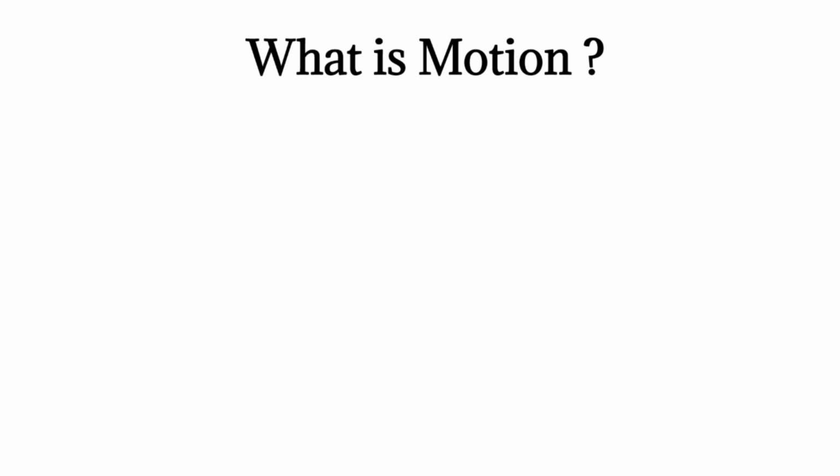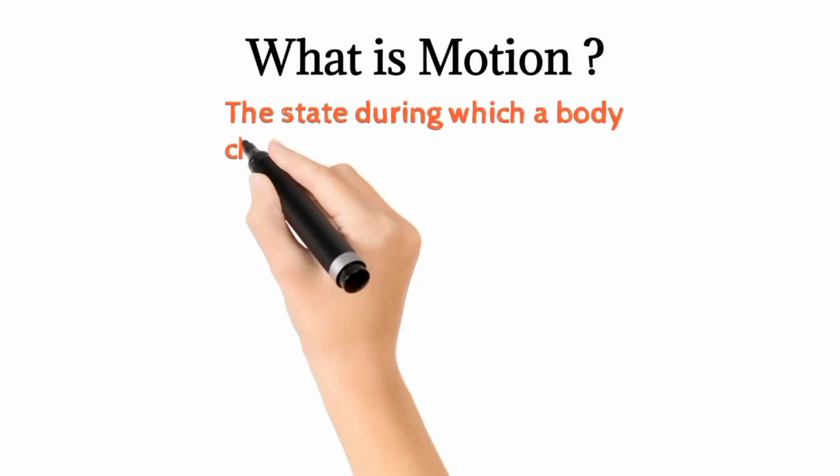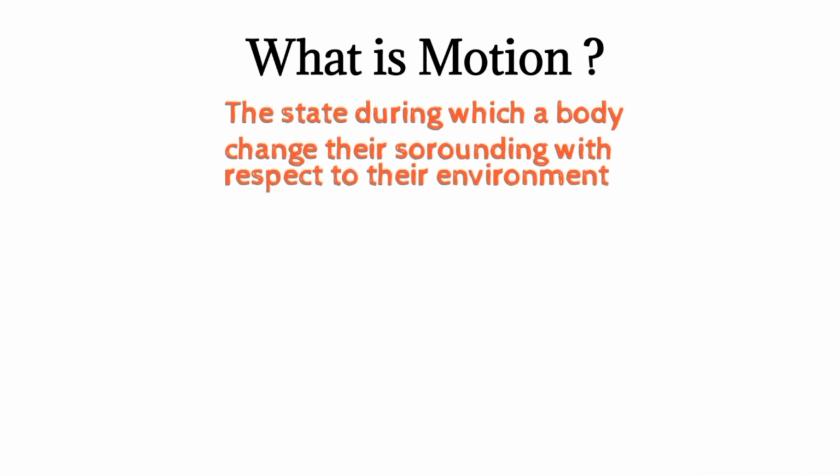So from this example, we can define the term motion easily: the state during which a body changes its surrounding with respect to its environment is known as motion.